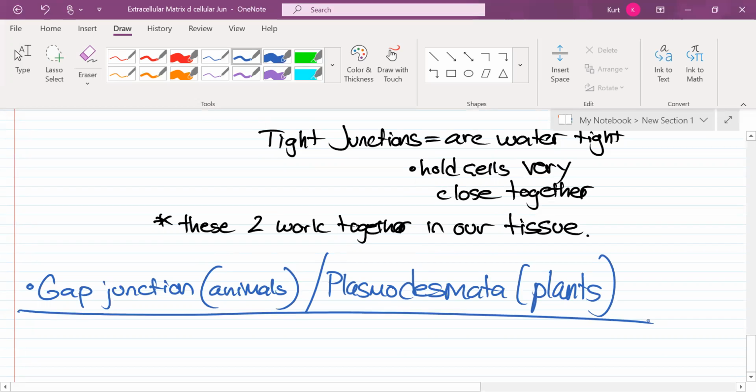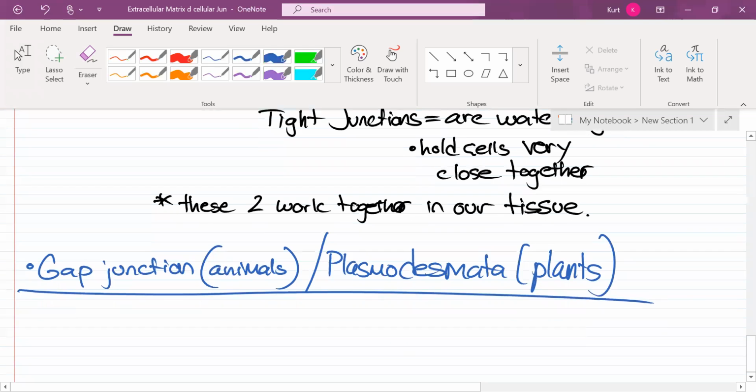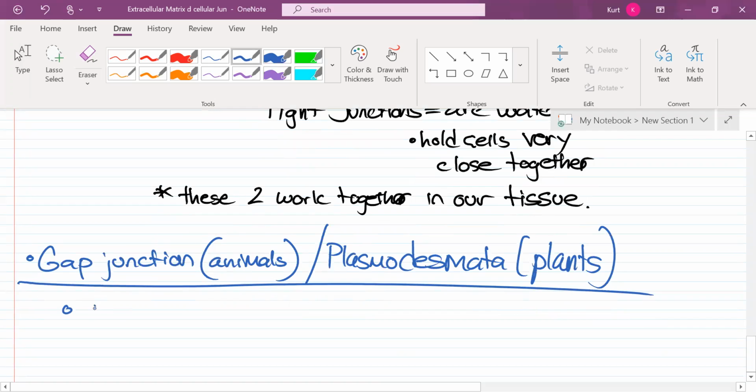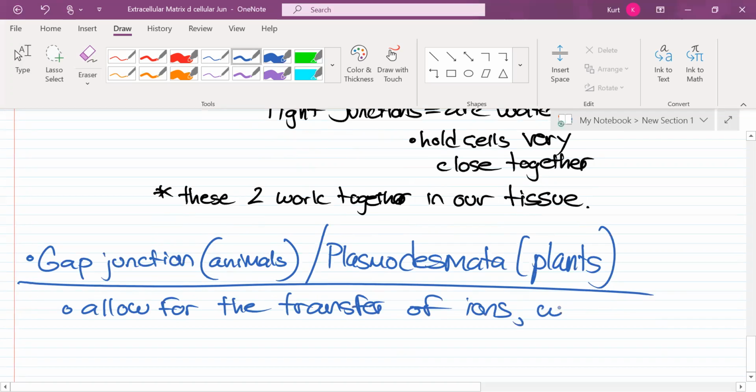Now, both of these do the same thing, but the reason that you have two different types is because what do plant cells have that animal cells don't have? Cell wall, amongst other things, but the cell wall is what I'm focusing on here. Despite the fact that you have two different ones, they both allow for the transfer of ions, water, and nutrients directly between cells.